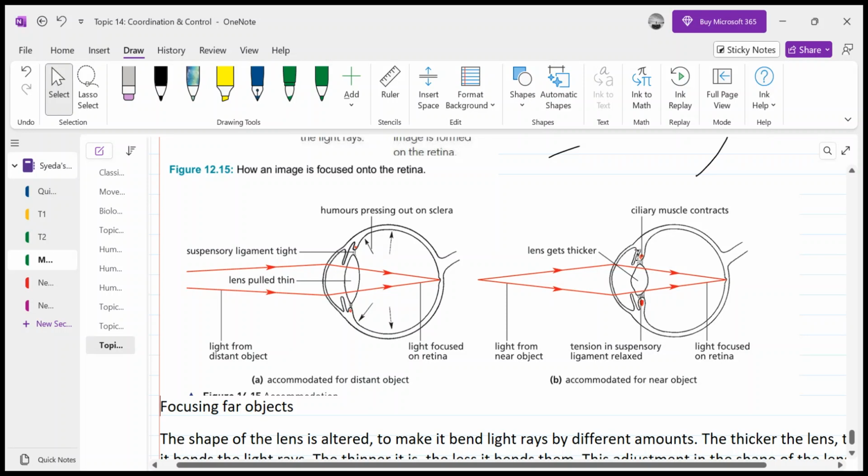But whenever the light is coming from a distant object, a far object, for example, if you have to see an aeroplane flying in the sky, or a kite flying in the sky, that object is quite far. So the light which is coming from that object is not that much divergent, so it does not have to be focused more. That's why the shape of the lens does not have to be more convex. This is actually done by the muscles and the ligaments, suspensory ligaments and ciliary muscles. Now, ciliary muscles and suspensory ligaments... yes, fovea is a part of retina.